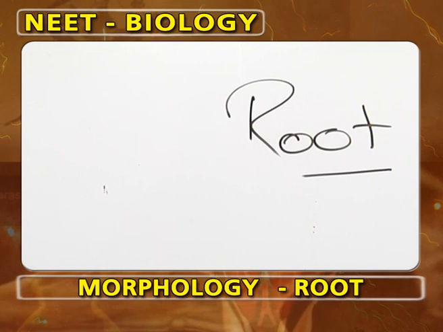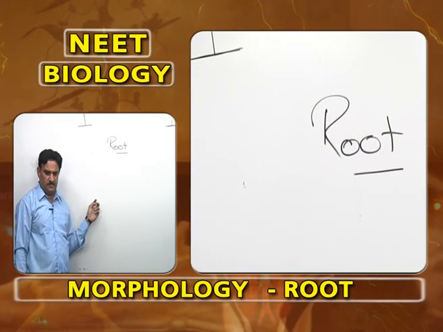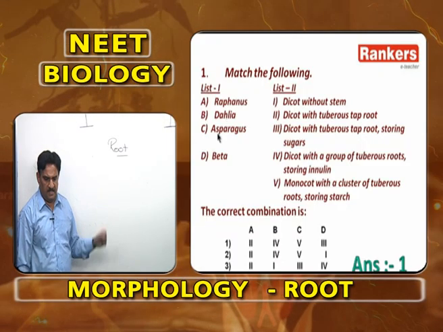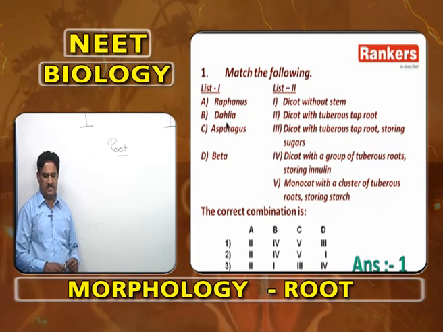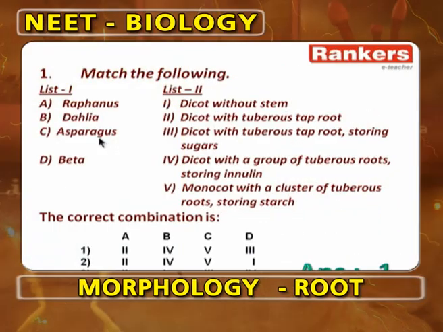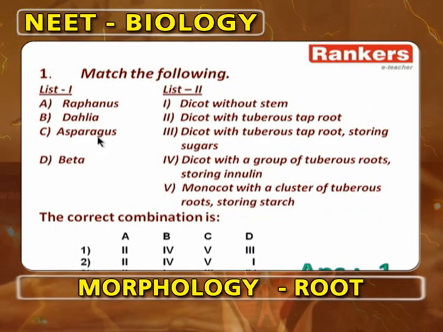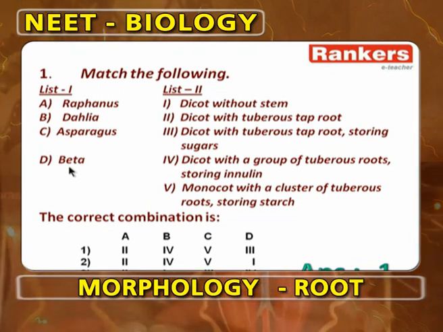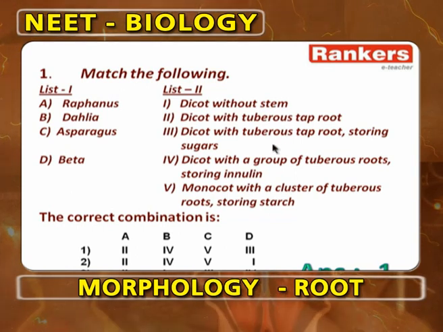Raphanus and other things, answer is 1. Dicot with tuberous taproot is Raphanus. Dahlia is a dicot with a group of tuberous roots, that is fasciculated roots storing inulin. Asparagus is a monocot with a cluster of tuberous roots storing starch. Beta vulgaris is a dicot without a stem, or a dicot with tuberous roots storing sugars.